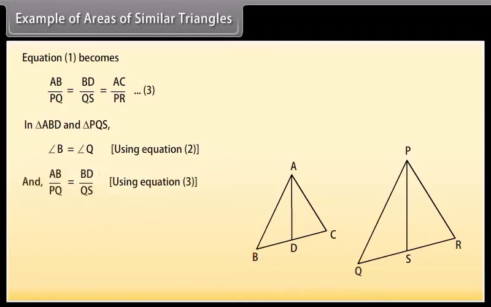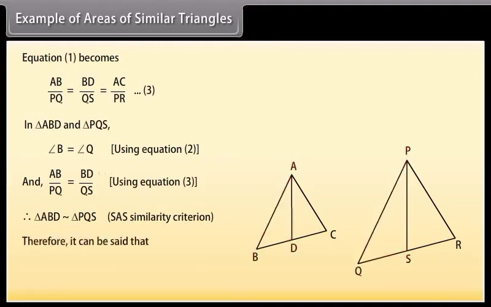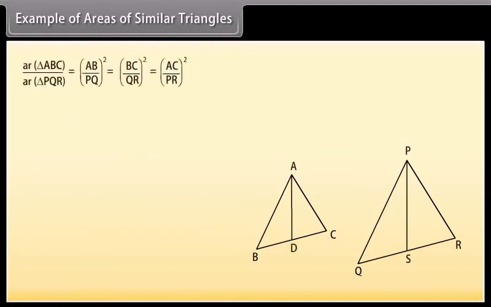In triangle ABD and triangle PQS, by using equation 2, angle B is equal to angle Q, and by using equation 3, AB upon PQ equals BD upon QS. Therefore, triangle ABD is similar to triangle PQS, SSS Similarity Criterion. Therefore, it can be said that AB upon PQ equals BD upon QS equals AD upon PS. Mark it as 4. Area of triangle ABC upon area of triangle PQR equals AB upon PQ whole square equals BC upon QR whole square equals AC upon PR whole square.